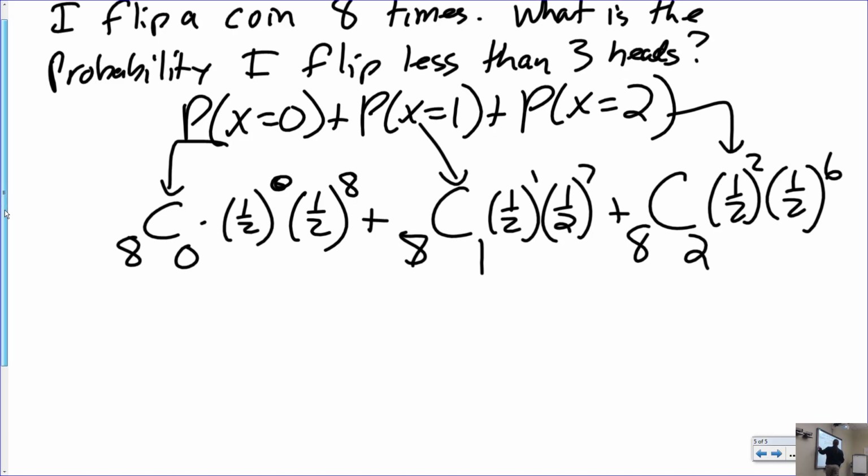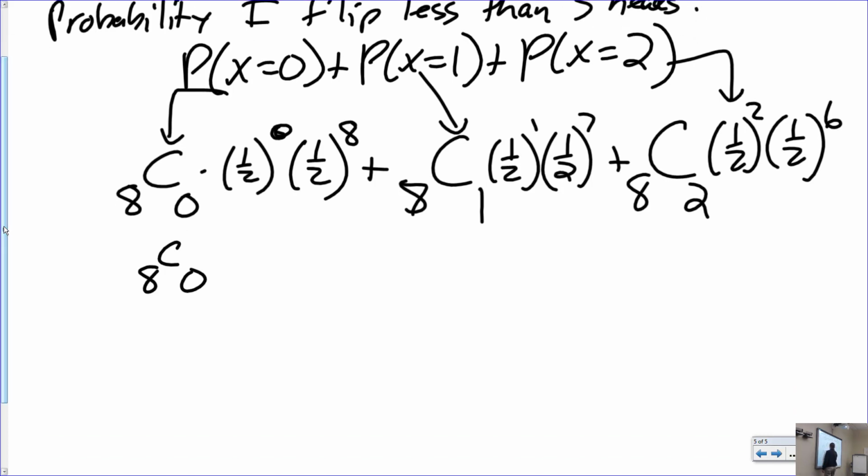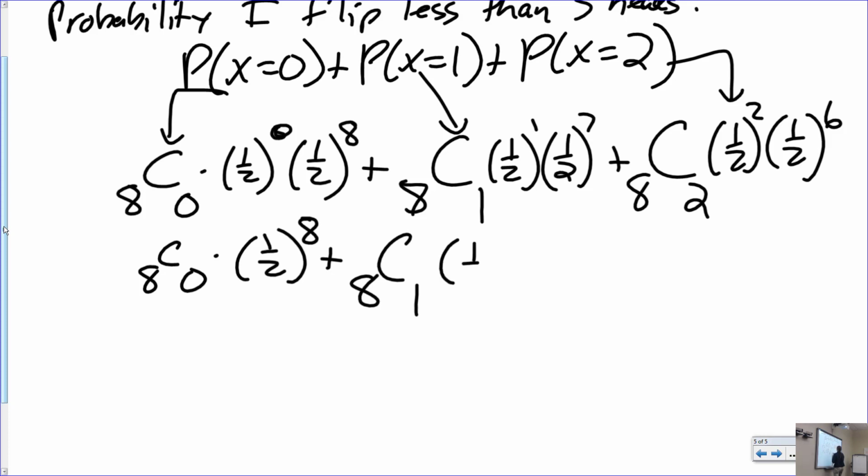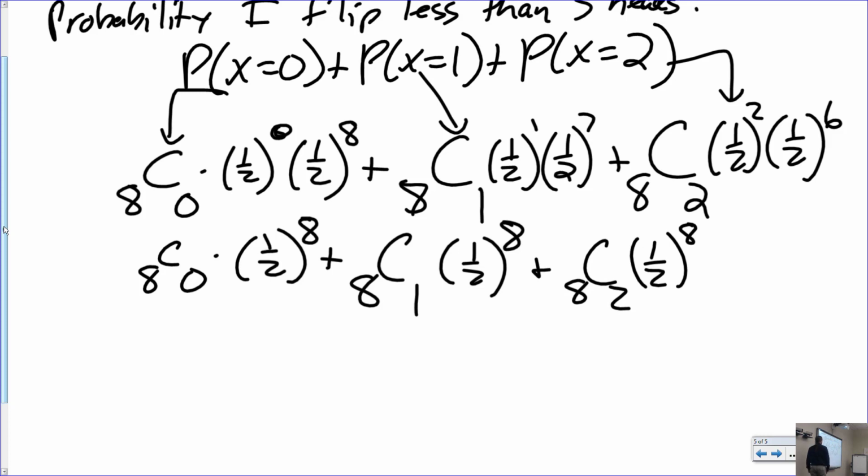So the cool thing about this is that this is the combination of 8 things taken 0 at a time times 1/2 to the 8th power, plus the combination of 8 things taken one at a time times 1/2 to the 8th power. If I have 1/2 to the first times 1/2 to the 7th, since the bases are the same, you can just add the exponents, right? And you can do the same thing with the 2 and the 6. And so now you can actually start applying some algebra to this stuff, okay?